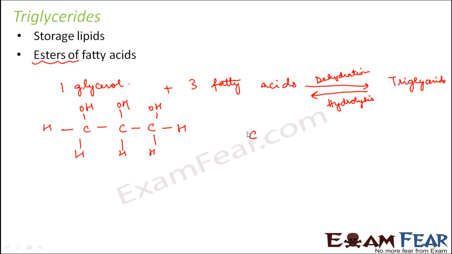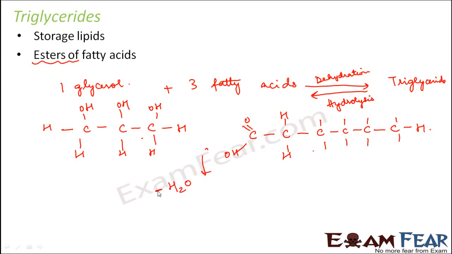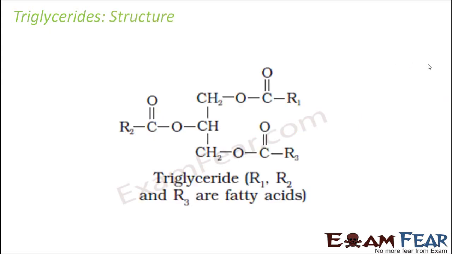This glycerol will combine with fatty acids. So this is how the fatty acids look like. Now since it will be combining with three fatty acids, the structure is not going to be very simple. It is going to be a complex structure. So these two are going to combine and one H2O will be removed, and the structure which you get is the structure of a triglyceride. So instead of drawing this, I'll show it to you on the next slide.